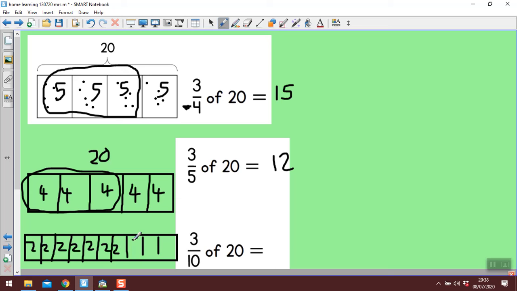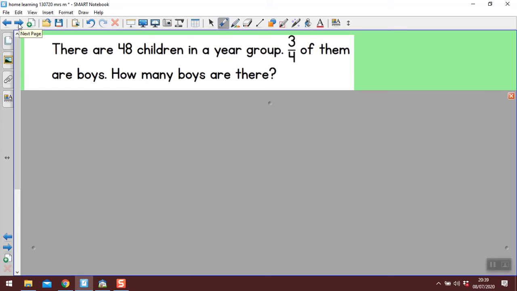So 3/10 of 20 is 3 out of 10 parts. There's 10 parts here. What's 3/10? It's 2 add 2 add 2. So it's 6. Well done if you got those right.